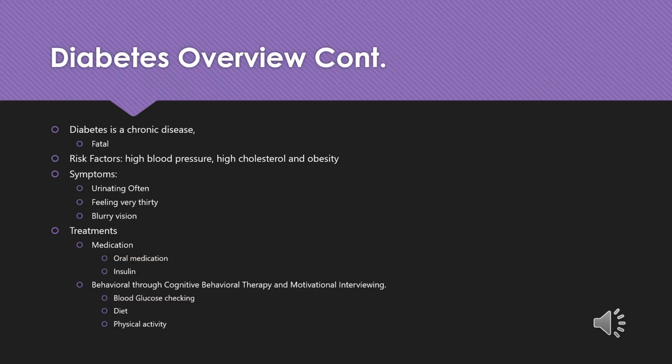Moving on to slide 4. So diabetes is a chronic disease, and if one doesn't take care of their diabetes, it can progress and become very fatal, and or they could lose a limb. Risk factors that may create the onset of type 2 diabetes are high blood pressure, high cholesterol, and obesity. Symptoms vary from type 1 to type 2. People who experience type 1 diabetes may experience a very sudden onset of symptoms, while people who experience type 2 may experience more gradual set of symptoms or no symptoms at all.